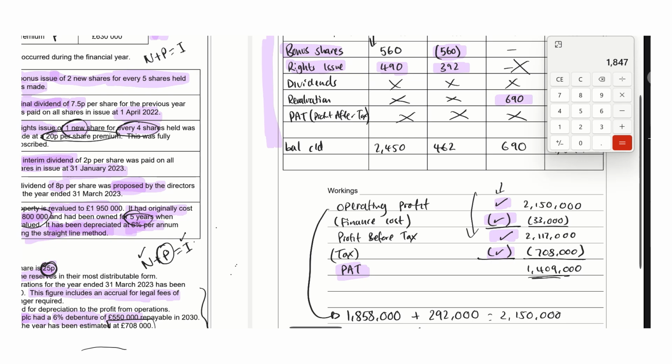So hopefully you found that of some use. It's a really good question because it's got a bonus share and a rights issue. It's got a couple of dividends, a revaluation, and some adjustments to profit after tax. So it really tests a lot of your skills on the statement of changes in equity.